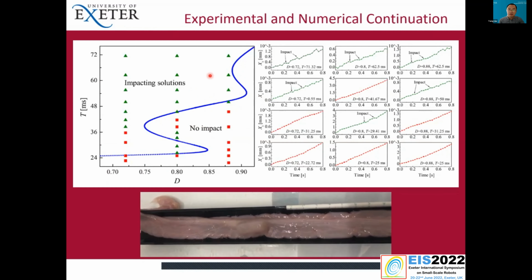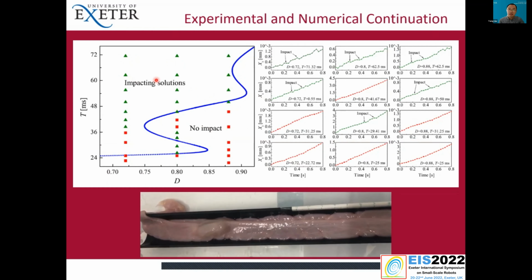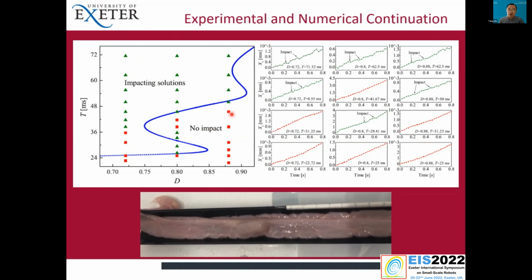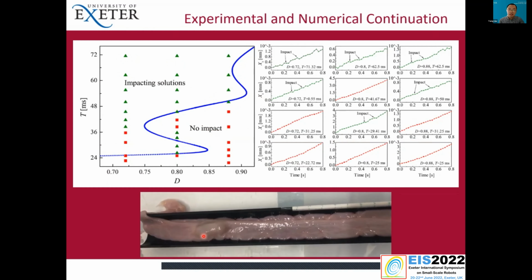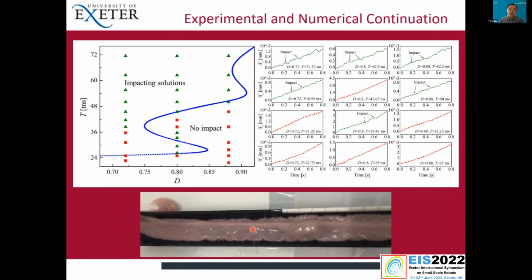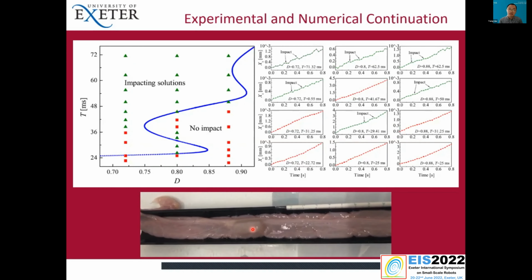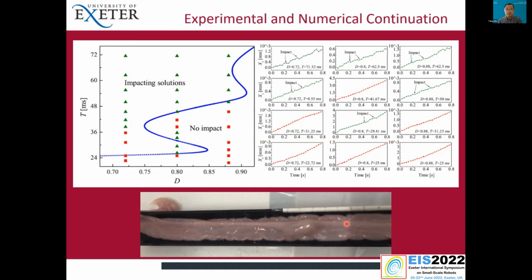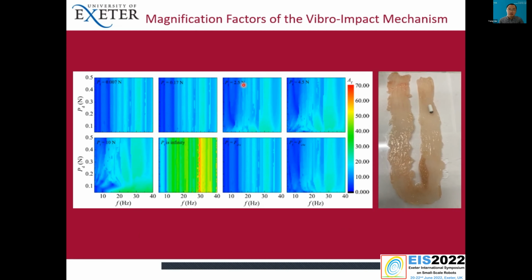We further carried out the experimental and numerical comparison to justify this boundary. What we found is the green triangles are the experimental results for impact solutions, and the red squares are the no impact solutions. In this case, it gives our capsule a smooth actuation, so the capsule will not generate impulsive or quite large force acting on the intestine. Here we try to understand the maximum magnification factors from our design.